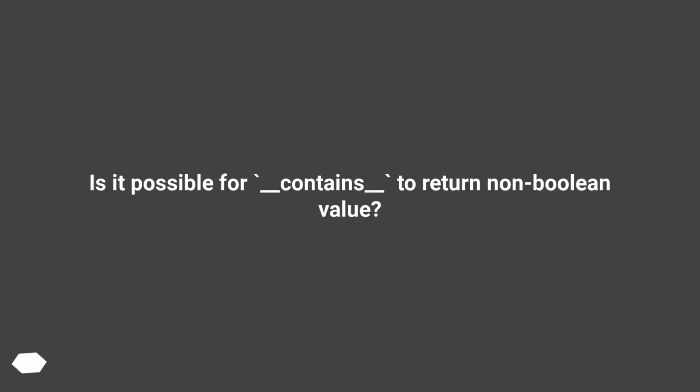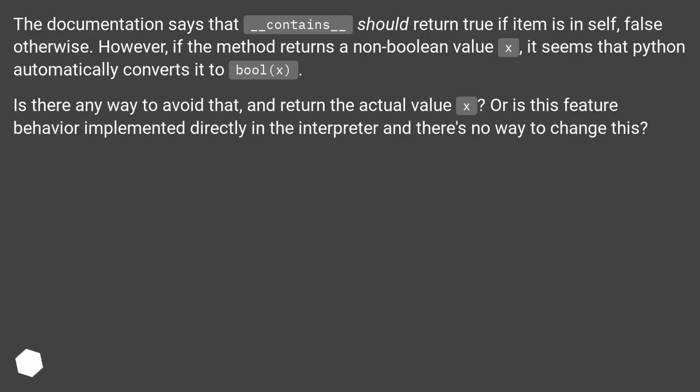Is it possible for __contains__ to return a non-boolean value? The documentation says that __contains__ should return true if item is in self, false otherwise. However, if the method returns a non-boolean value x, it seems that Python automatically converts it to bool(x).